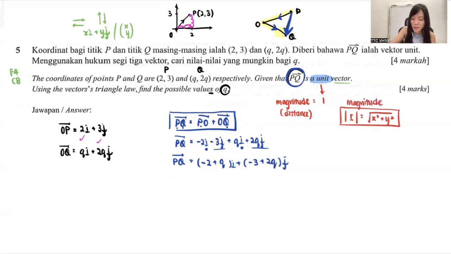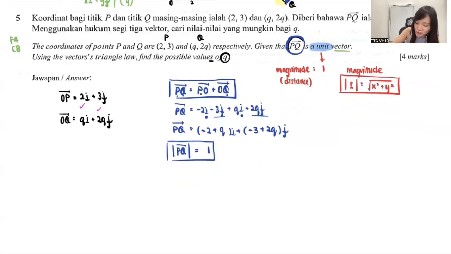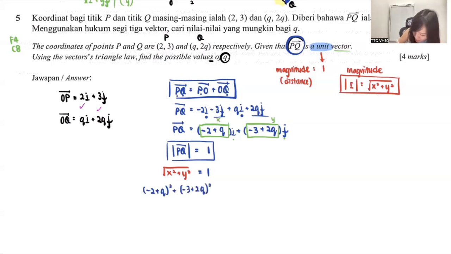Now this magnitude formula. I know magnitude PQ, you tell me it will be 1. Makes sense, right? You say a unit vector, isn't magnitude PQ 100% going to be 1? So how do I do the magnitude? Isn't it use the formula? I write the formula first: x squared plus y squared will equal 1. Then where do the x and the y come from? Remember, i in front is always your x, and j in front is always your y. So your x is negative 2 plus q, and your y is negative 3 plus 2q. Square root it, isn't it equivalent to 1? You guys all see it?